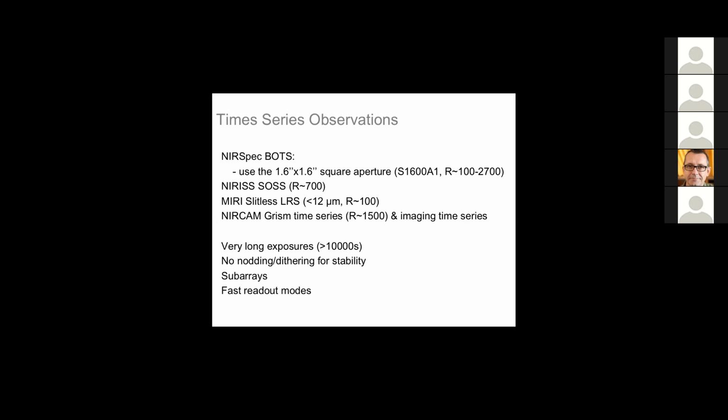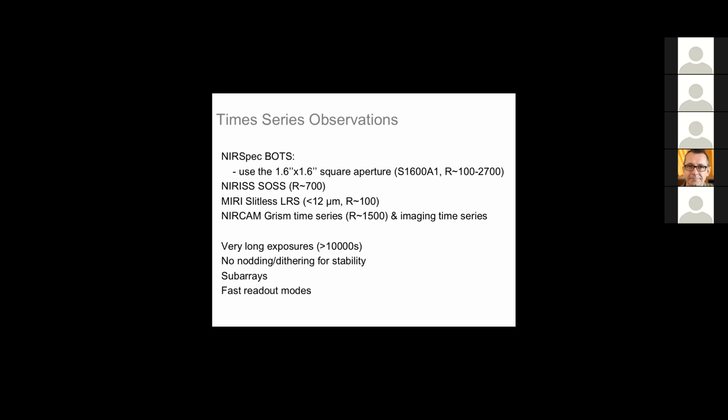On MIRI, the TSO is done with the LRS in the slitless configuration at a low resolution and below 12 micron. On NIRCam, time series can be done with the GRISM or with the imaging mode. If you're interested in spectroscopic time series using the GRISM, it will be done in the long wavelength channel, and it's possible to obtain simultaneous short wavelength imaging using a weak lens to track your star during your observation. So this might be of great interest for this kind of observation.